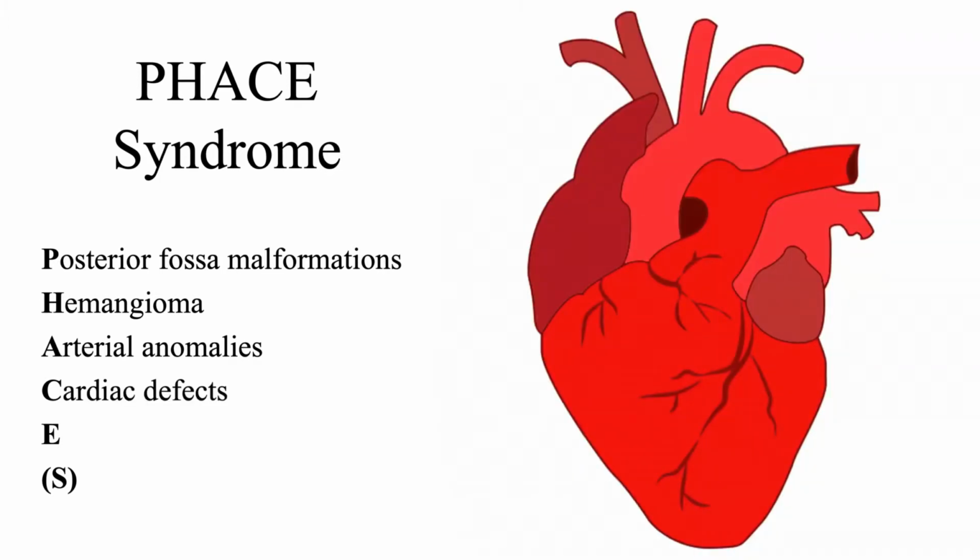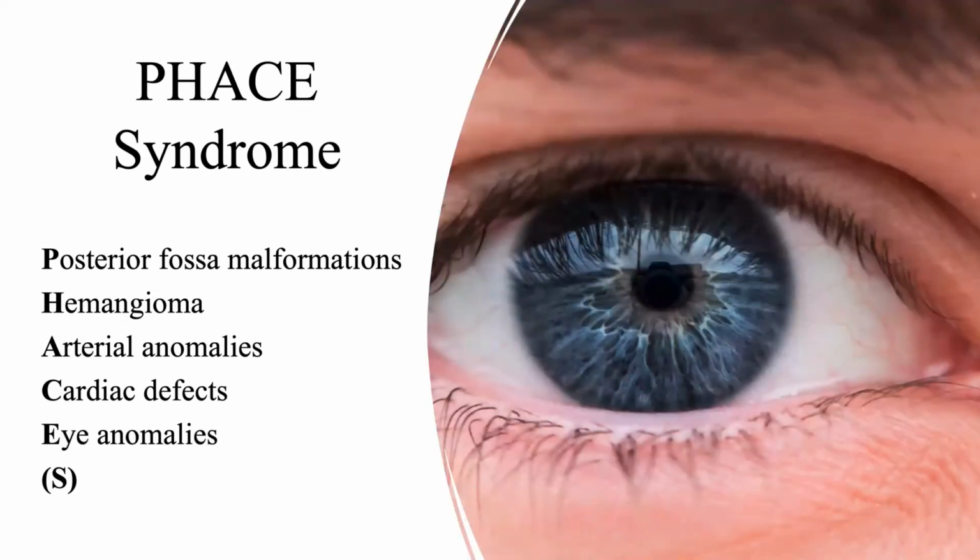So this can be a hole in the heart. It can be a problem with the aorta, which is the major artery that carries blood from the heart to the rest of the body. Eye abnormalities, which can run the gamut from problems with the front of the eye, the back of the eye, and the hemangioma does not have to involve the eye to see this.